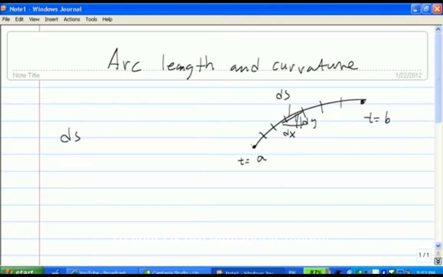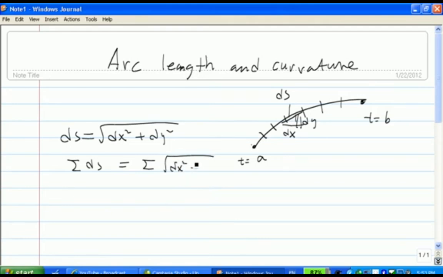So your ds, using the Pythagorean theorem, should be the square root of dx squared plus dy squared. Okay, ds is this one. Then add them together for all these segments. Then this gives you an approximation to this curve, and this approximation is going to get better and better if you make this finer and finer. So you take a limit.